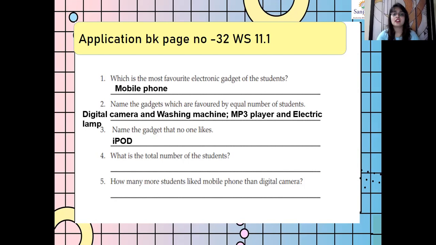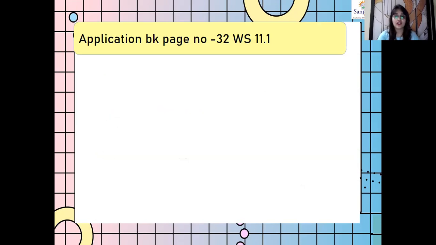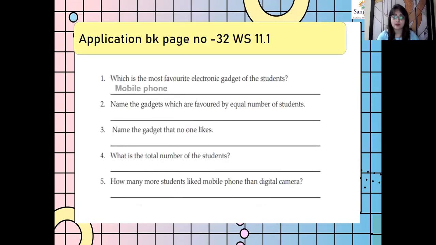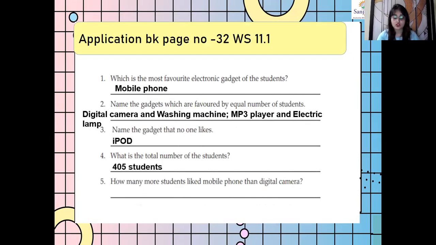Then what is the total number of students? How do we find that? We will add all this and we will find the total number of students. So the total number of students is 405. Looking at the symbols, children, you will find the number of students for each gadget, and then you add all, and you get 405 students.